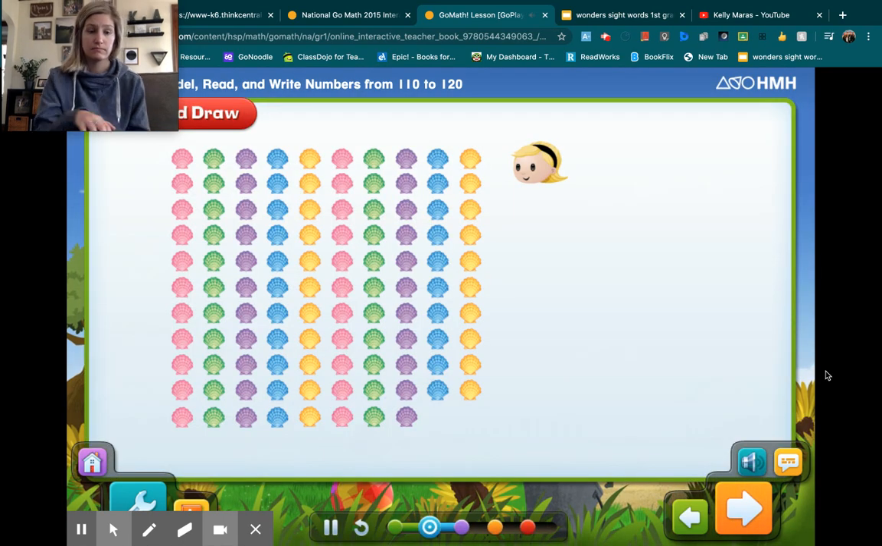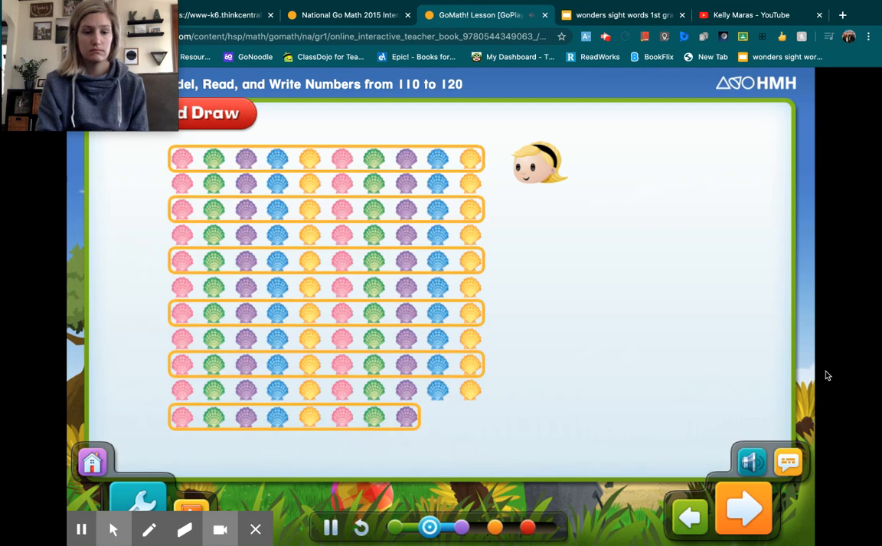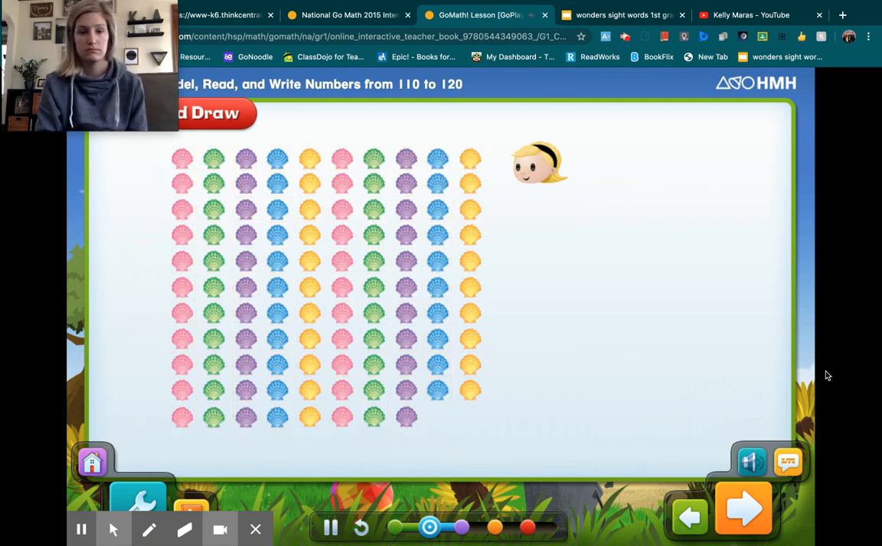These are the shells Heidi has collected. How many shells does Heidi have? You can put the shells in groups. This will help you count the shells faster. The shells are organized in rows and columns. How many shells are in the first row? Click to show the number.